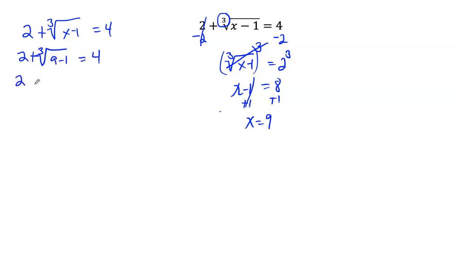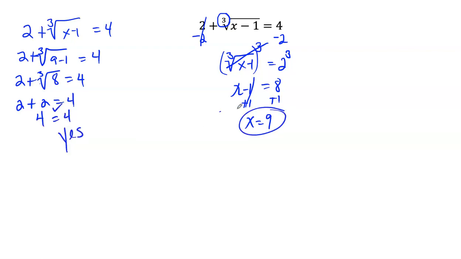So I have 9 minus 1 would be 8. The cube root of 8, meaning what number times itself 3 times is 8, is 2, because 2 times 2 times 2 is 8. So this is 2 plus 2, and 2 plus 2 is indeed equal to 4. So that's a yes. And we get x equals 9.